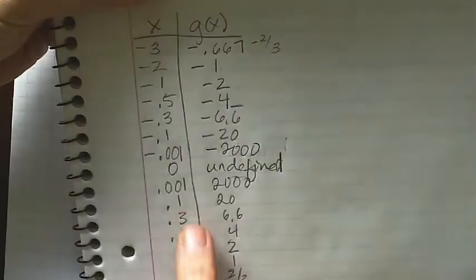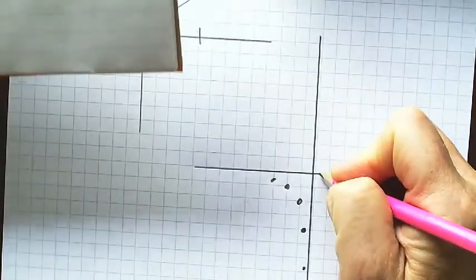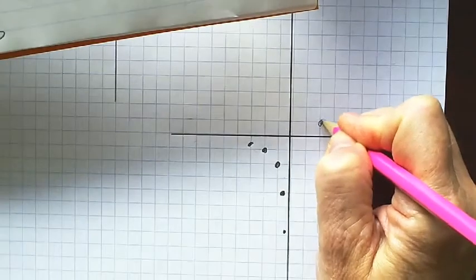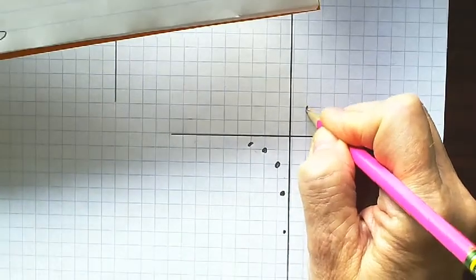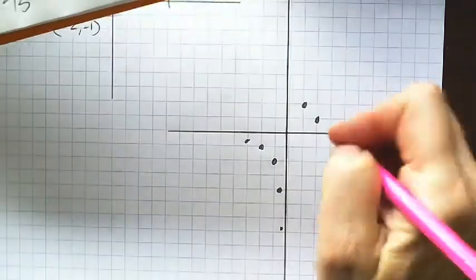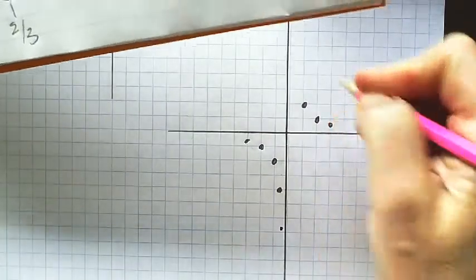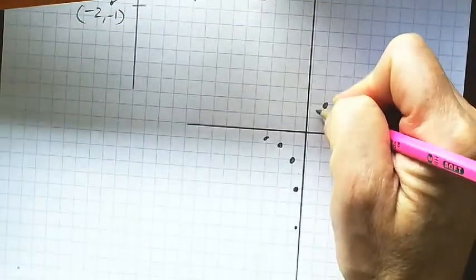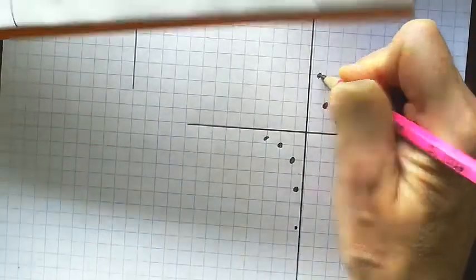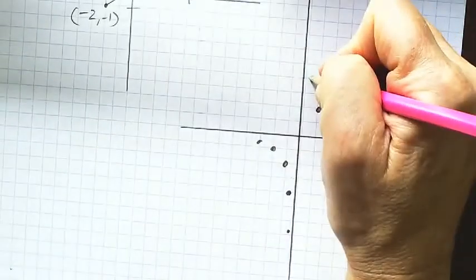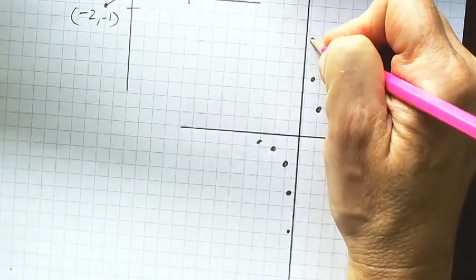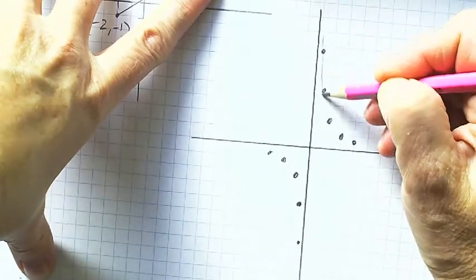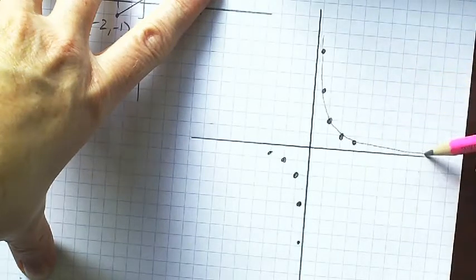Let's see, let's start with 0.3, or maybe let's start with some of these integers. 2 is 1, 1 is 2, 3 is 2/3. Okay, and then you can kind of see what it's going to do. 0.5 is 4. 0.3 is 6.6. Let's not even worry about the rest. So you're going to have something that looks like this.